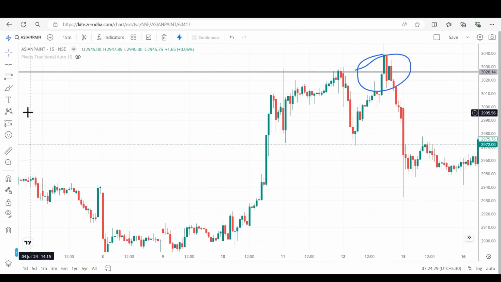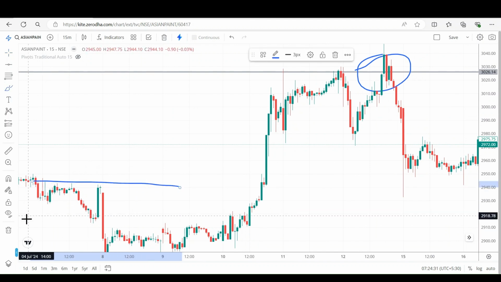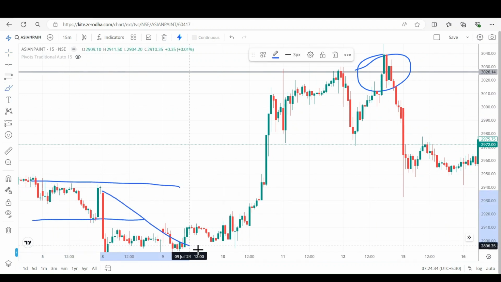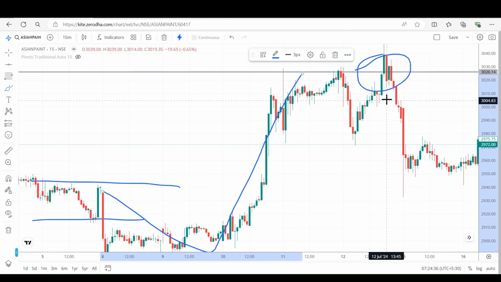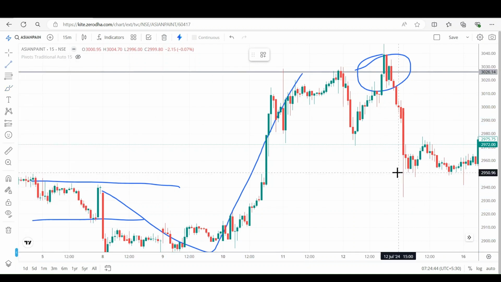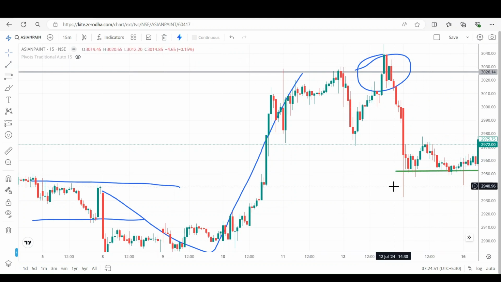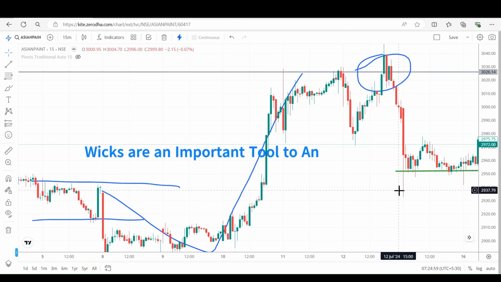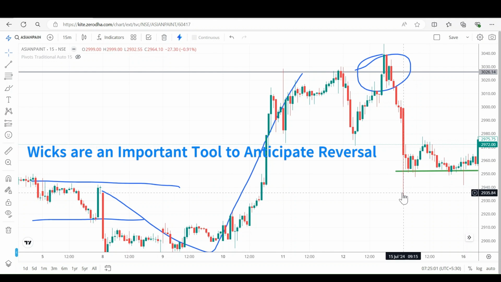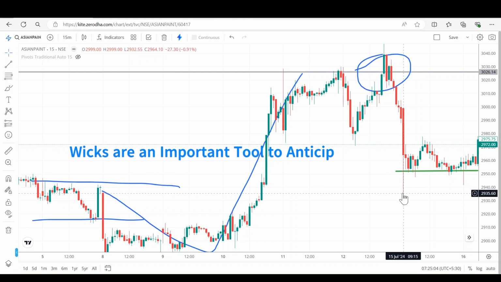Here, see, this breakout came. The market was here in some range, then the breakout came. After the breakout, the selling came here from this level. How we took entry is a different concept, but in a simple way you can see a lot of wicks are over there. Wicks are a very important element, an indicator that will show you where the market is going to go ahead.